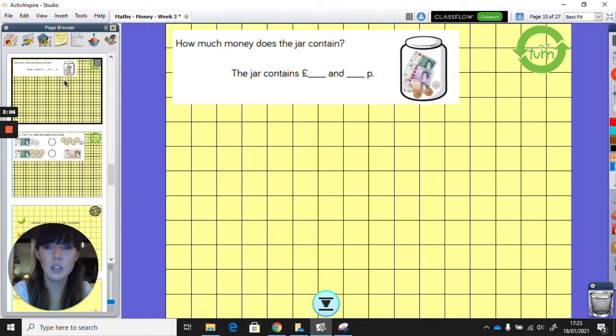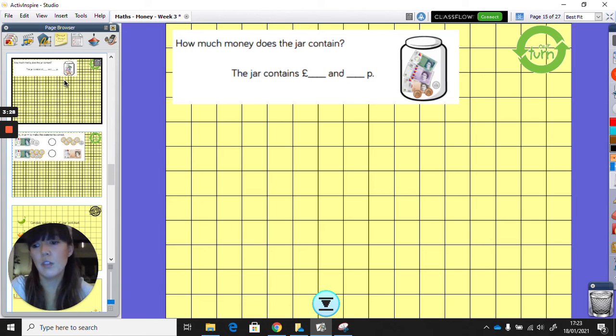Our first question says, how much money does the jar contain? You have to look quite carefully for this one, so you're probably going to want to pause the video. Then you've got to write down how many pounds it contains and how much pence it contains. Pause the video here and have a go.